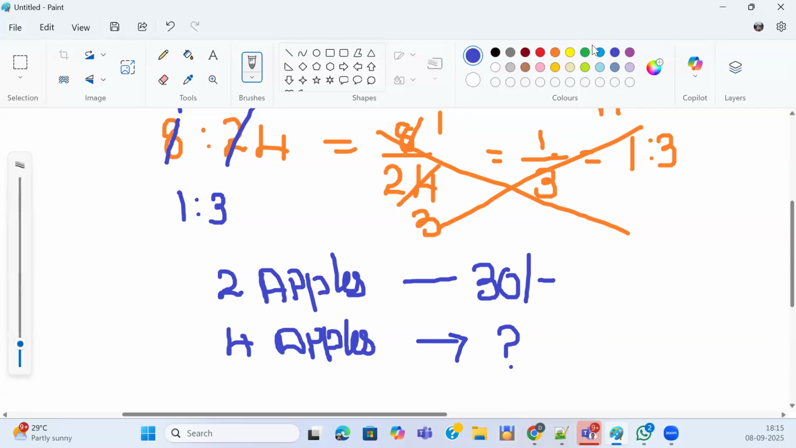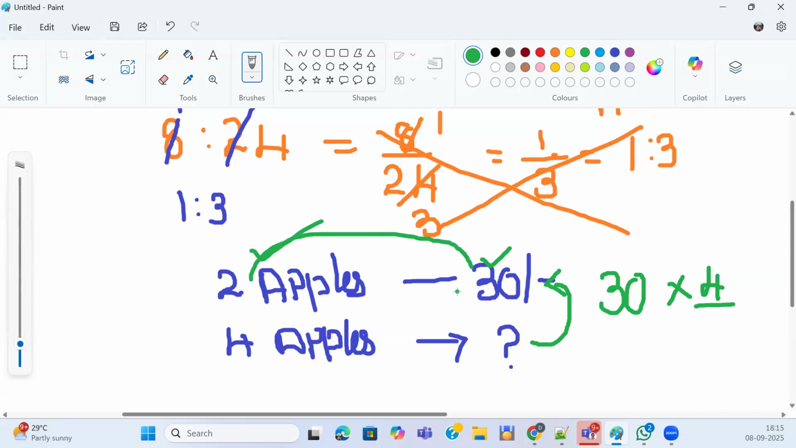So what I told earlier, what is the value of the question mark above? 30. You have to keep 30 here. Now, two apples cost 30 rupees. What about four apples cost? Four apples will be less or more? More, right? So, more by less. So, you are giving the work to your brain. This is what you are comparing, right?